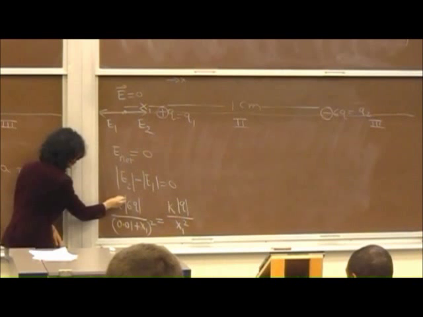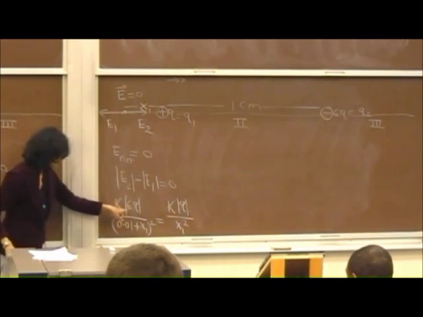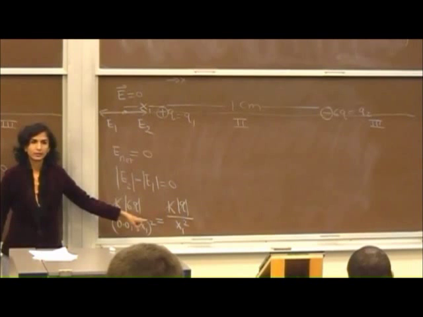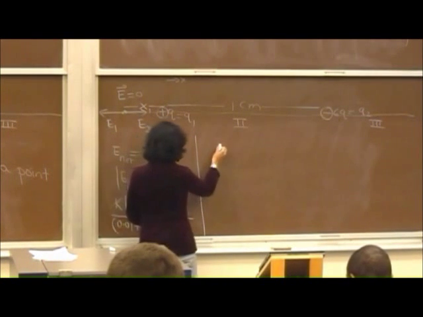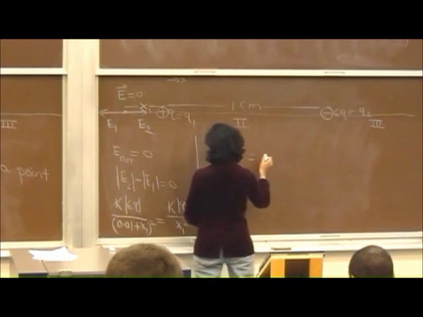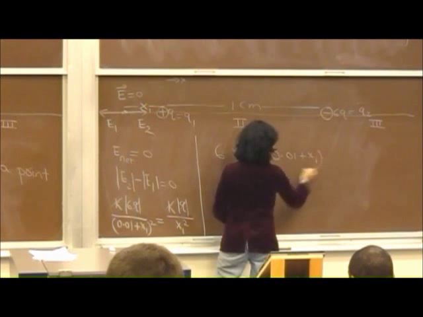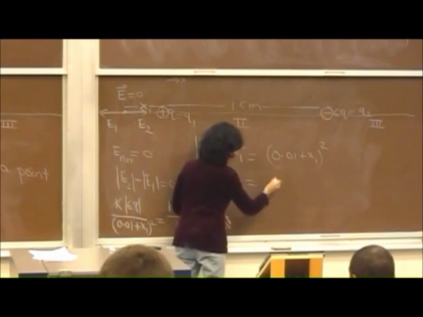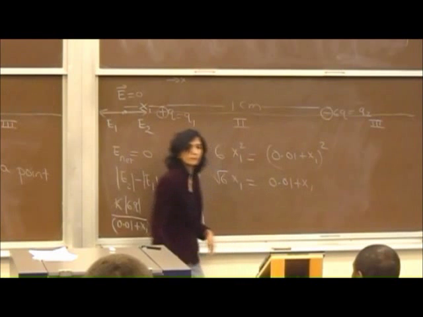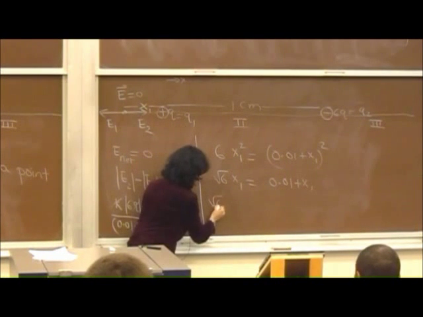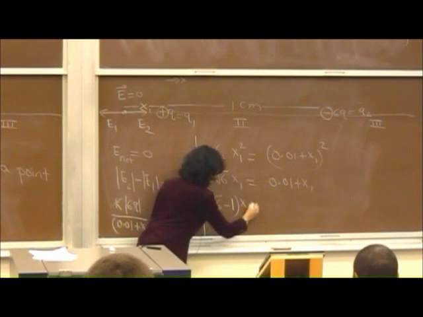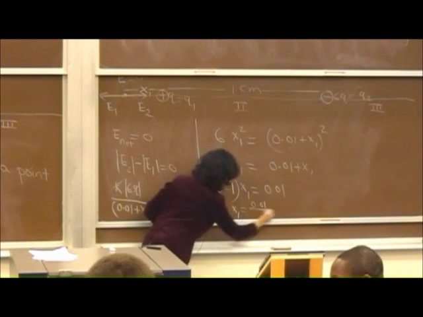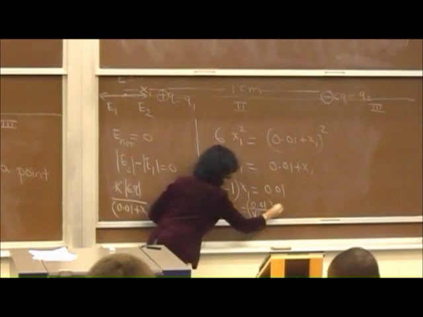And then at this point, you can solve for it, right? Cancel the k, cancel the q. 6 is left over. All you have to do is 6 times x1 squared should be equal to 0.01 plus x1 squared, right? And you can solve for it. So you can again solve: 6x1 squared is equal to 0.01 plus x1 squared. And so this one says that square root 6 x1 is equal to 0.01 plus x1, right? And that means square root 6 minus 1, x1 is equal to 0.01, or x1 should be equal to 0.01 divided by square root 6 minus 1 meter.